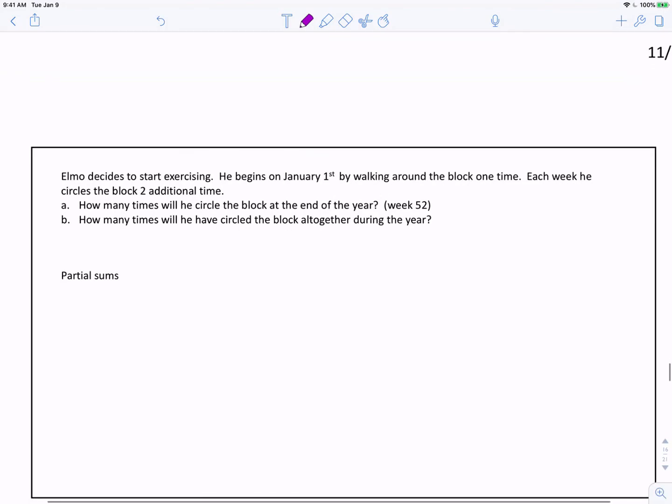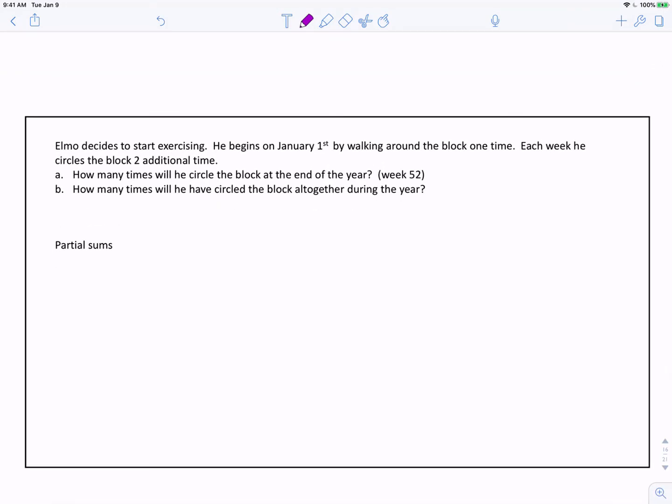So here's an example. Elmo decides to start exercising. He begins on January 1st by walking around the block 1 time. Each week, he circles the block 2 additional times. So 2 questions. How many times will he circle the block at the end of the year, in other words, in week 52? And how many times will he have circled the block altogether during the year?